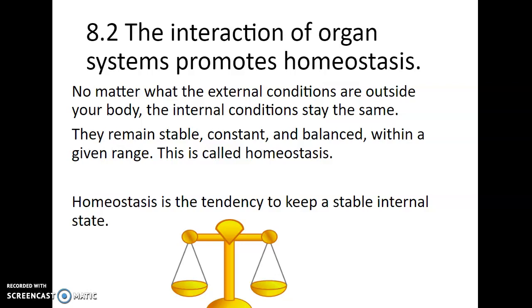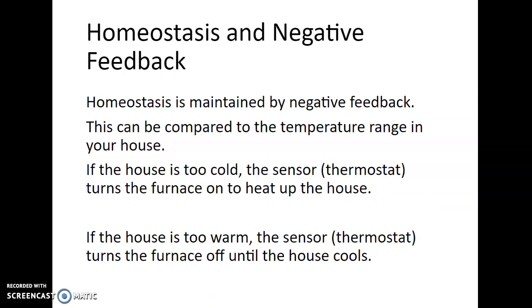So the 8.2 is the interaction of the organ systems promotes homeostasis. No matter what the external conditions are outside your body, the internal conditions stay the same. So they remain stable or constant and balanced within, of course, a given range. There is a term for this, and in science we call this homeostasis. Homeostasis is the tendency to keep that stable internal state.